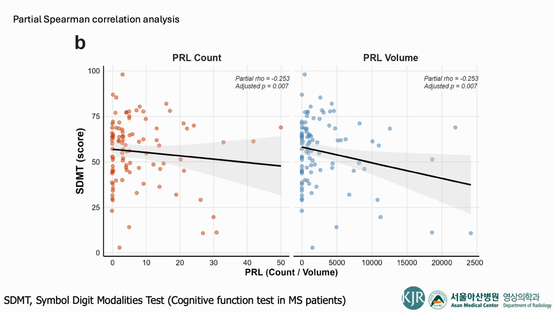Finally, this figure shows our clinical correlation. Using partial Spearman correlation analysis, we related automated PER burden to the Symbol Digit Modalities Test, or SDMT, a standard measure of cognitive processing speed in MS. A higher PER burden was associated with poorer cognitive performance.